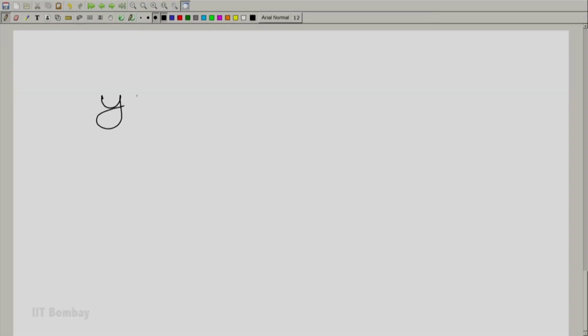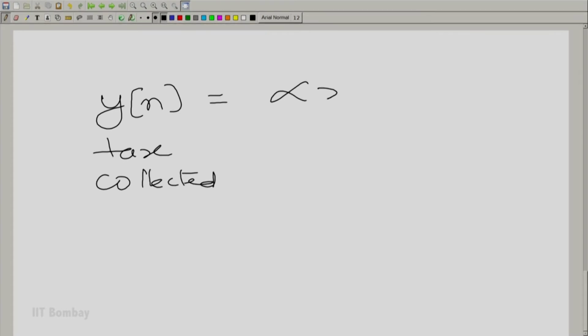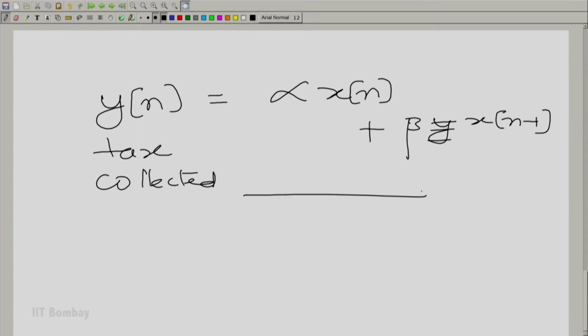And x of n was the population in the nth interval during which you are making a tax calculation. So you remember that we had this very simple relationship here, y of n, which was the tax collected by the state, was alpha times x of n, the tax paid in the first interval times the population in that particular interval, plus beta times x of n minus 1. Now please take this and explain what additivity means here.